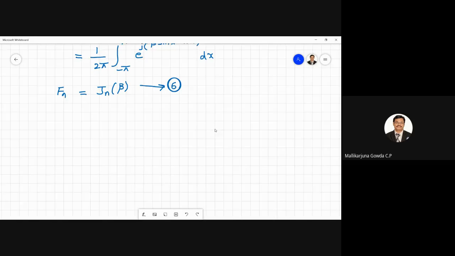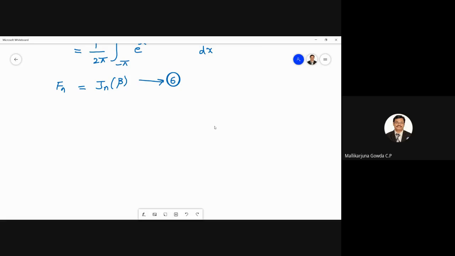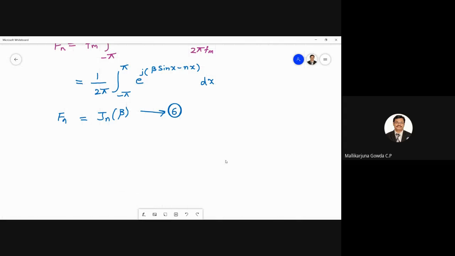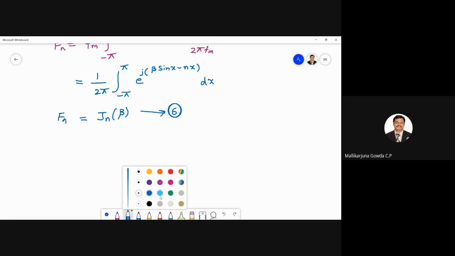Are you aware of Bessel functions or not? Can you scroll on top? Yes. So I said Jn of beta is the Bessel function.